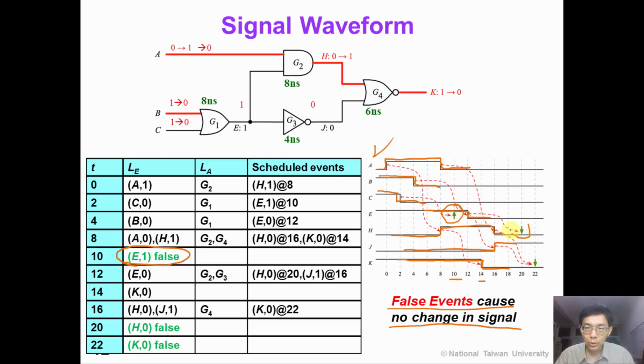Similarly, at time 20, we have a false event here. At time 22, we have another false event. False events are actually useless. Can we remove them? This is a good question. We will discuss it in FFT later.